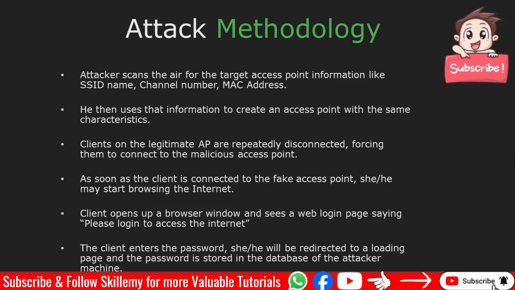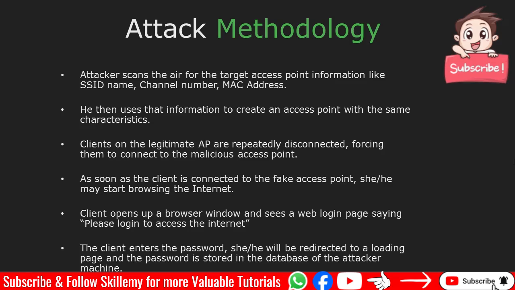So first off, the attacker scans the air for the target access point information like SSID name, channel number and MAC address. He then uses that information to create a malicious wireless network with the same characteristics. Now, clients on the legitimate access point are repeatedly disconnected, forcing them to connect to the malicious access point.